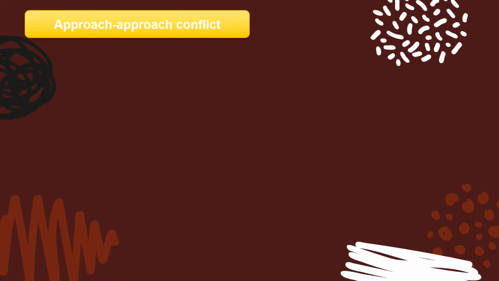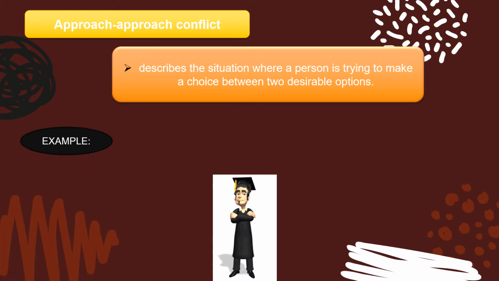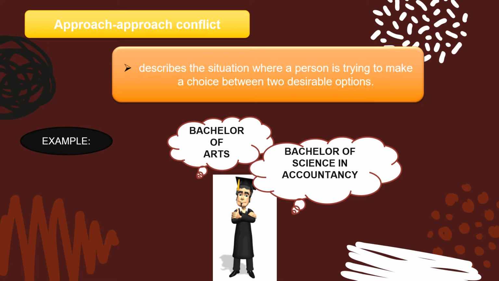Under intrapersonal conflict is approach conflict. It describes the situation where a person is trying to make a choice between two desirable options. Example: a student wishes to pursue a graduate degree and has been accepted into two graduate programs and needs to make a decision about which one to attend.